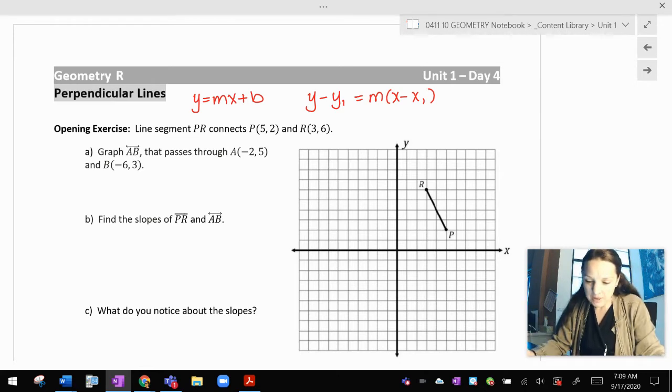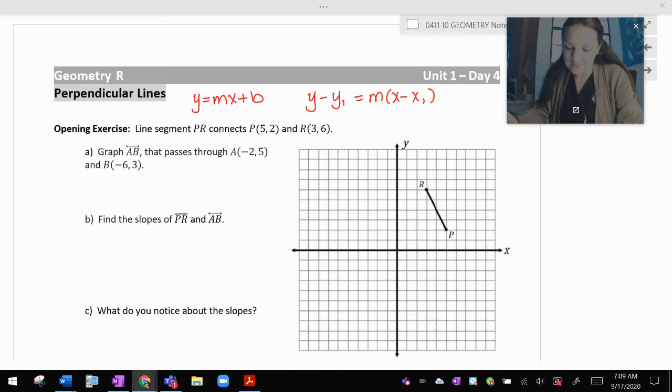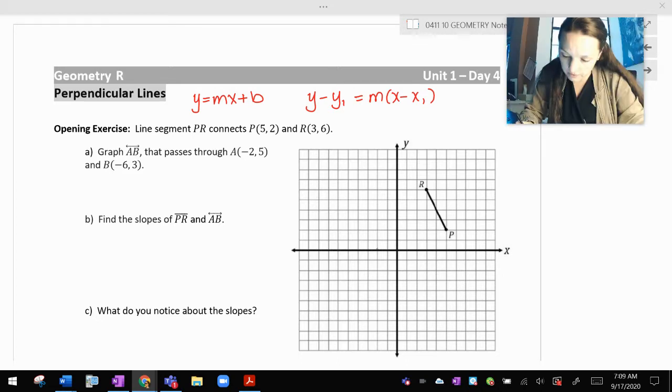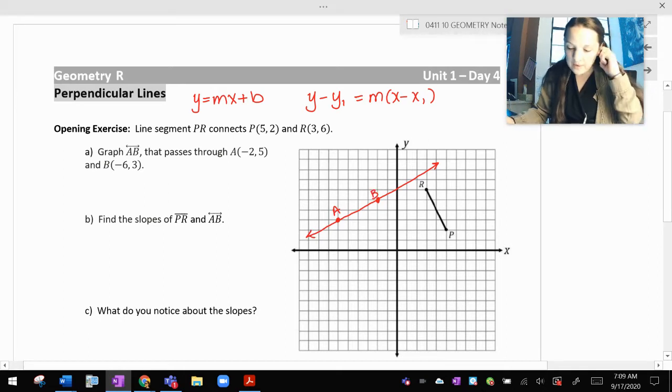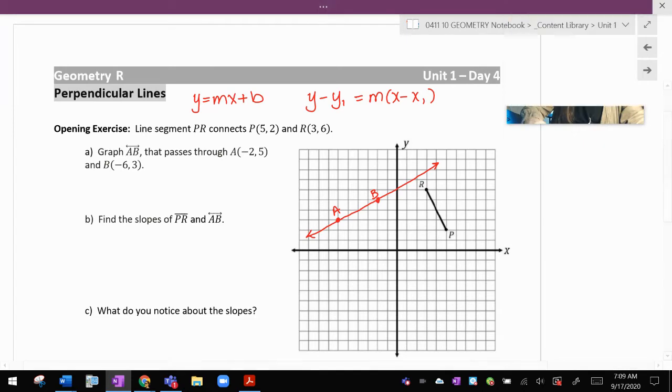It says segment PR connects (5, 2) and (3, 6). Graph AB that passes through (-2, 5) and (-6, 3). So negative 2, then 1, 2, 3, 4, 5. And then negative 6, 3, then 1, 2, 3, 4, 5, 6. And so this is line AB. And then it says find the slopes of PR and AB.